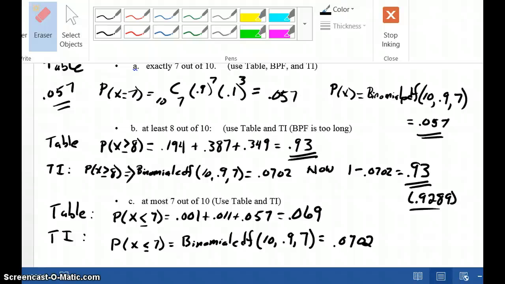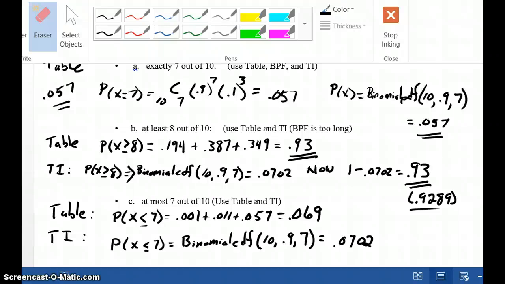0.001, 0.011, and 0.057. There are several 0.000 plus values, I believe it says, but those are so small that they just put zeros there and we don't add those on at all. If I add these up, I get 0.069.